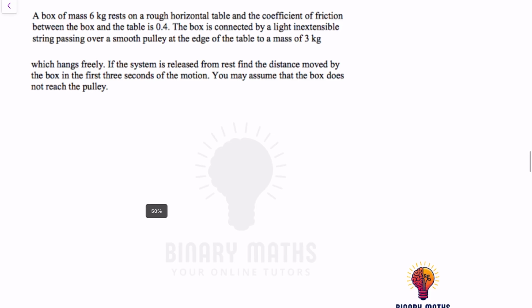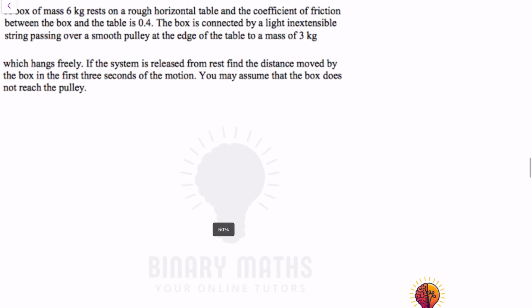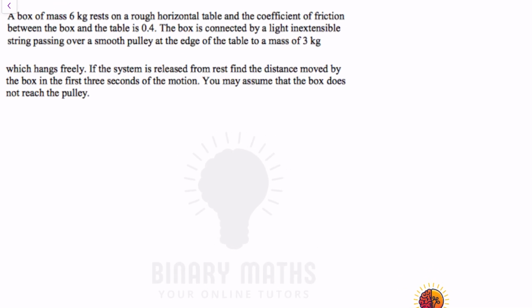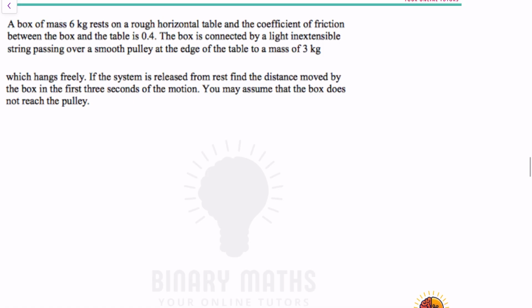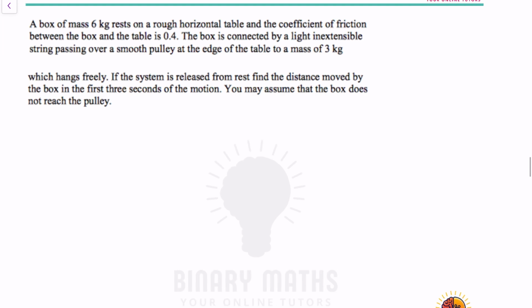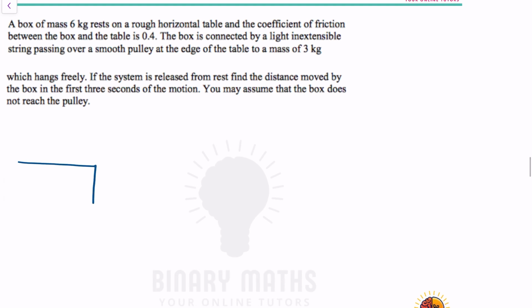A box of mass 6 kg rests on a horizontal table and the coefficient of friction between the box and the table is 0.4. The box is connected by a light inextensible string passing over a smooth pulley at the edge of the table to a mass of 3 kg. So we've got a table, we've got a pulley, we've got a mass here, and we've got a mass here.